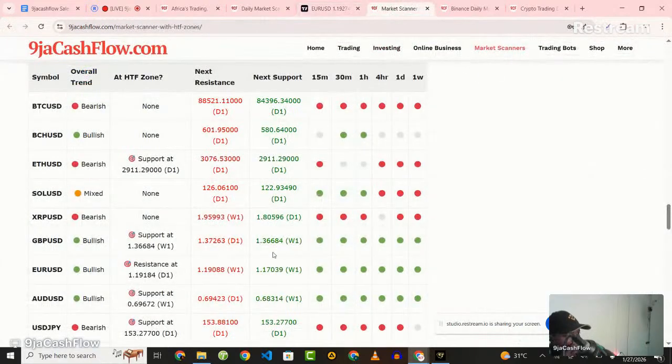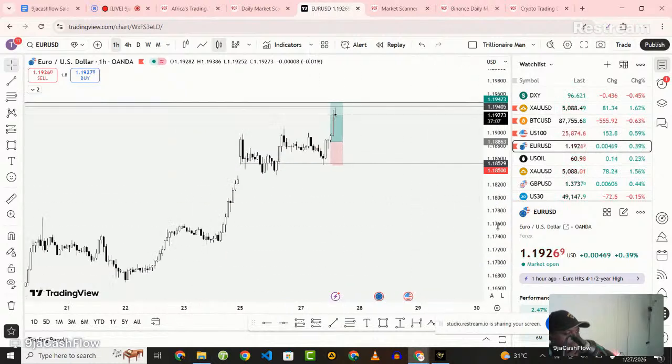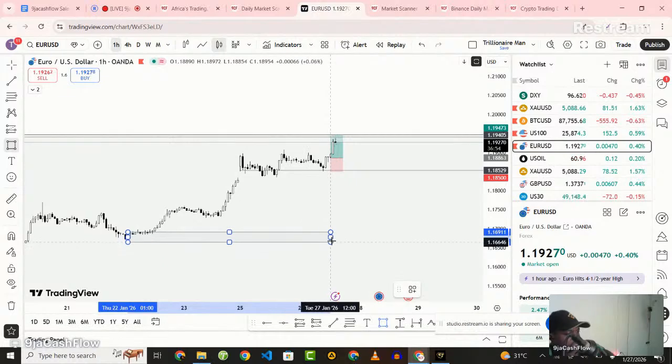let me see if we can see next. Okay, so our next support for euro is 1.17039. So this is weekly support. 1.17039. So 1.17702, the next support on the weekly time frame is around there.